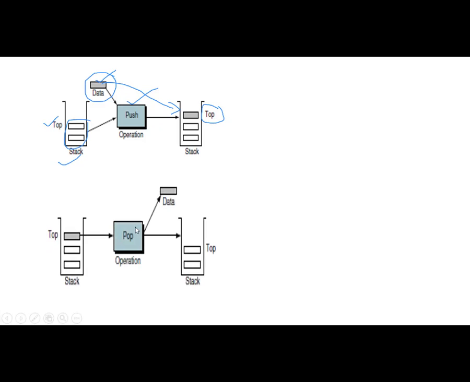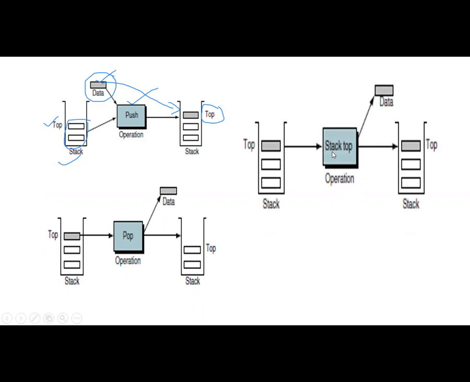Okay, so again, suppose for example pop. The last one that I just inserted, that I pushed, the one at the top, that is the one we will pop. So the pop operation takes a stack as input and returns a data atom as output. At that time the size of the stack is going to shrink. In push, the size of the stack is going to grow. Here the size of the stack is going to shrink by one element.